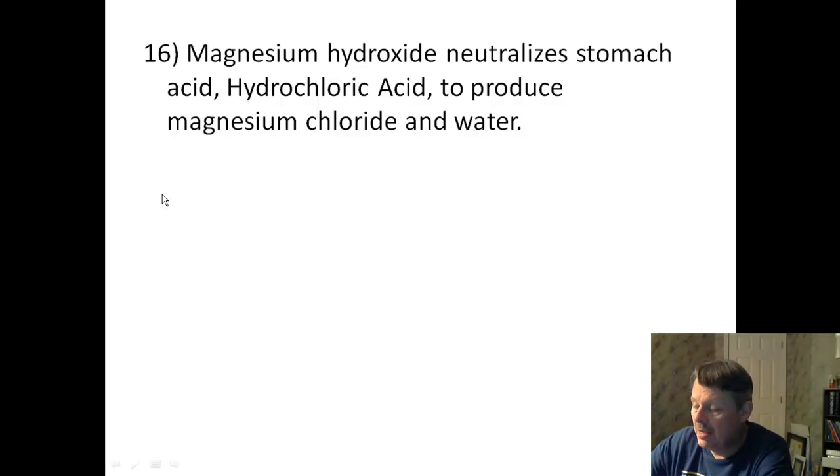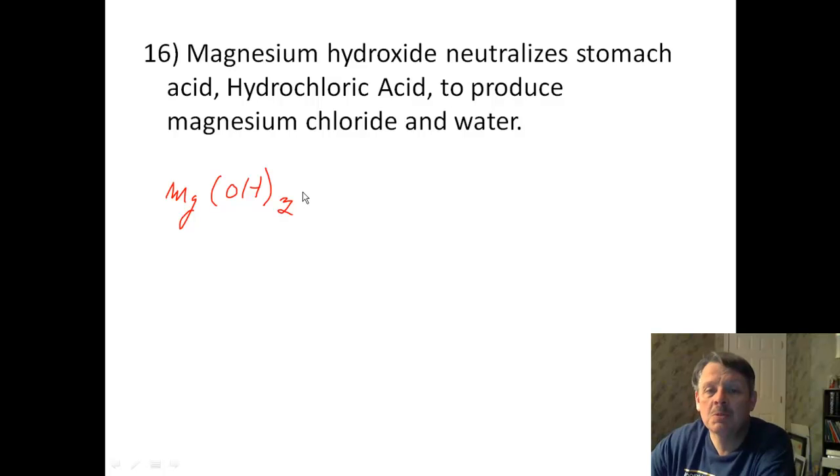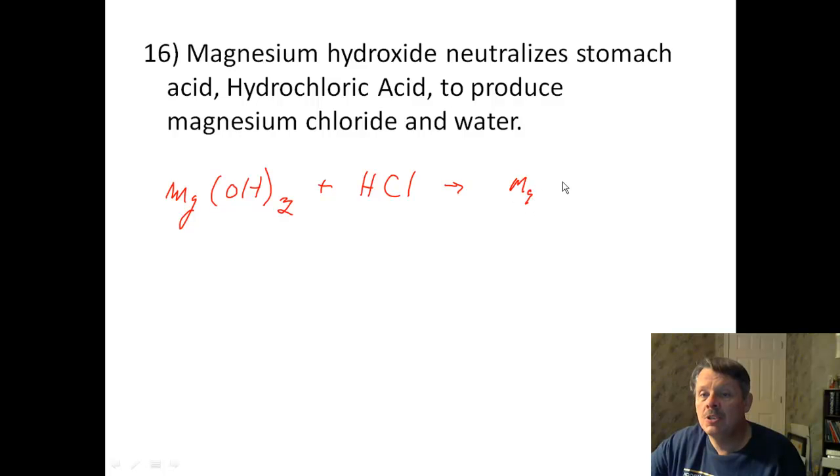All right, magnesium hydroxide. Ooh, that's one that is always easy to make a mistake on. Magnesium hydroxide. Hydroxide is -1, magnesium is +2, so remember you have to have 2 hydroxides, but they must be in parentheses. And this neutralizes hydrochloric acid, which is HCl, +1 -1, to produce magnesium chloride, which is Mg, Cl, and magnesium is 2+, chlorine is 1-, so it's MgCl2, and water.